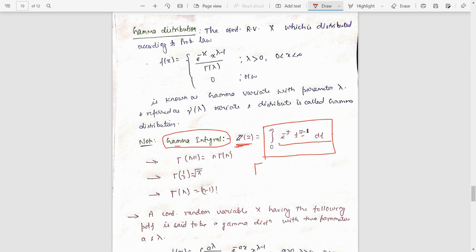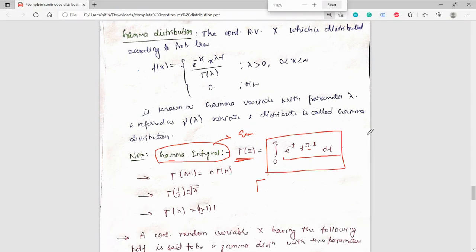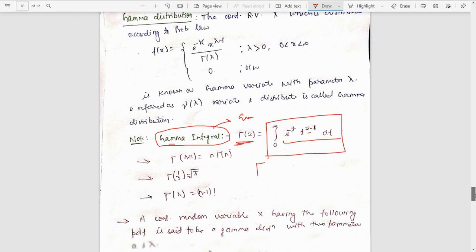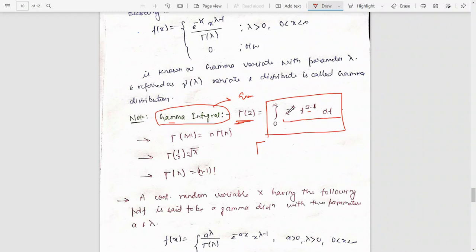This gamma integral has some properties, and based on it we define the gamma distribution. So what are the properties of the gamma integral? Simply, the gamma integral is the integral from 0 to infinity of e to the power minus t, times t to the power z minus 1, dt. The first thing is that this is denoted by this symbol.